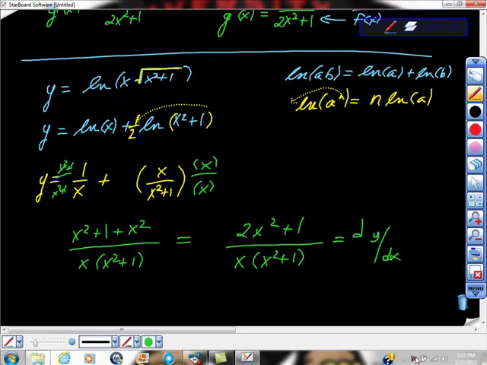Okay, hope this was really helpful. Just knowing these rules will help you a ton, possibly 2 tons.